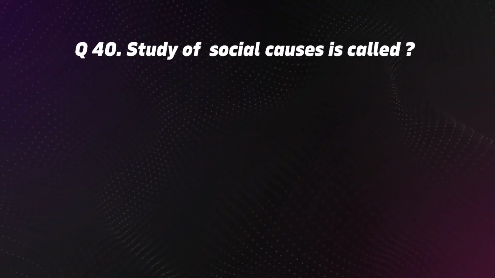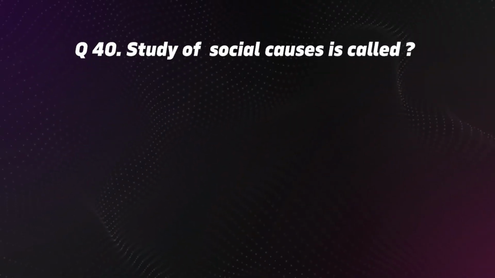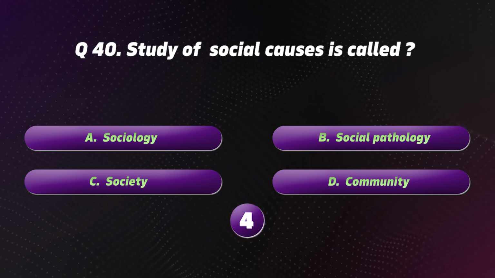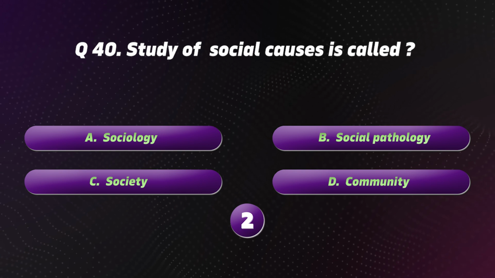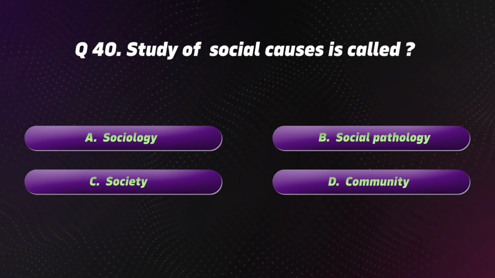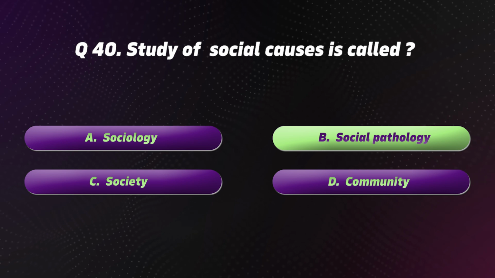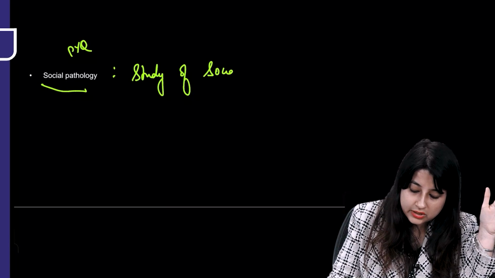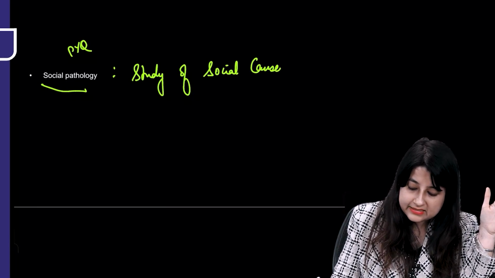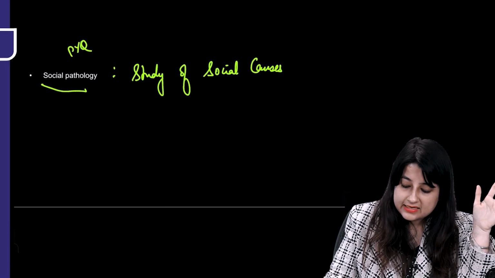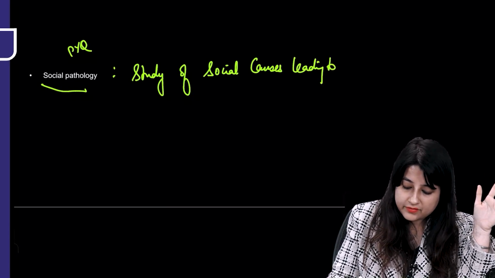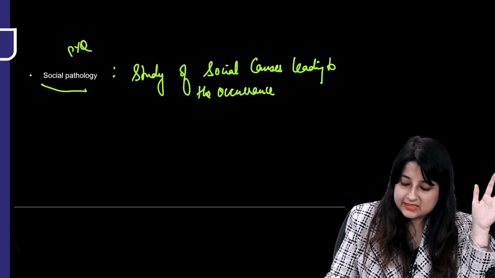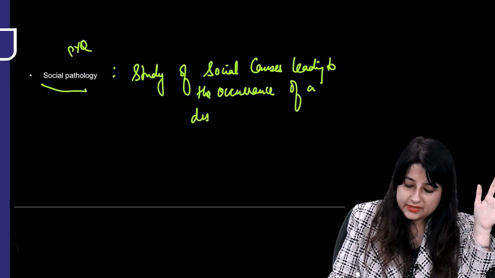Question 40. The study of social causes is called. Here are the options. A. Sociology. B. Social pathology. C. Society. D. Community. And the correct option is B. Social pathology. Here is the explanation. It is the study of social causes leading to the occurrence of a disease. What is it? It is the study of social causes leading to the occurrence of a disease.